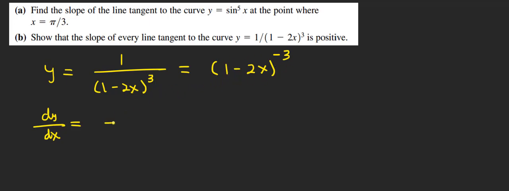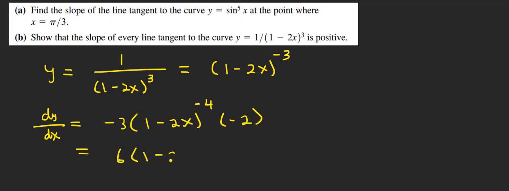So now, take the derivative of that. What do you get? You get negative 3 quantity 1 minus 2x to the negative 4 times the derivative of the inside, which is negative 2. So you end up getting positive 6 quantity 1 minus 2x to the 4th power. I'm sorry, negative. But if you want to make it positive, you can rewrite this as 6 over quantity 1 minus 2x to the 4th power.